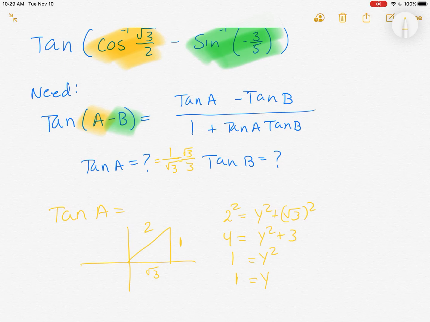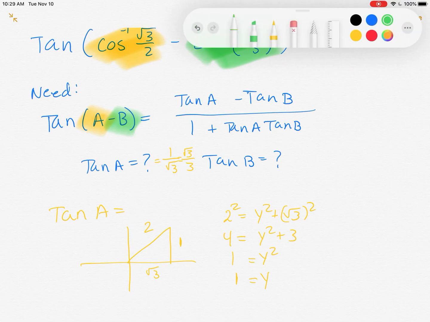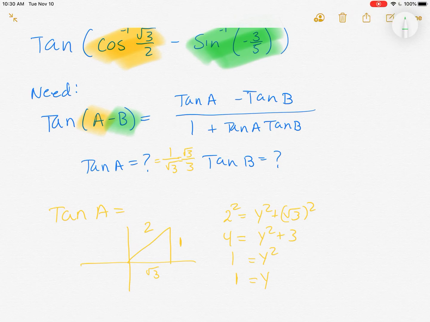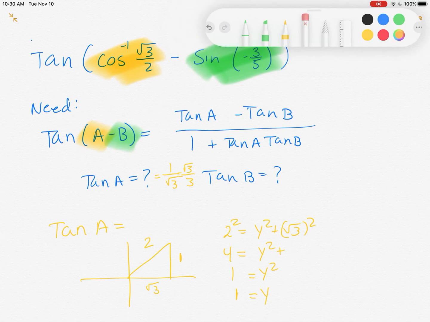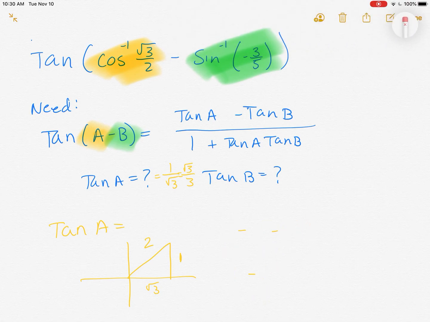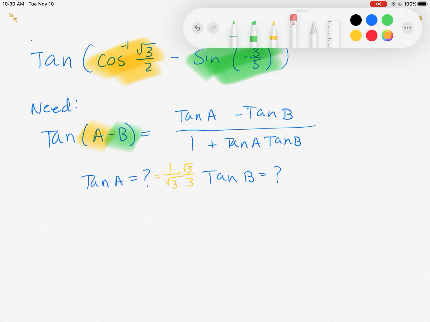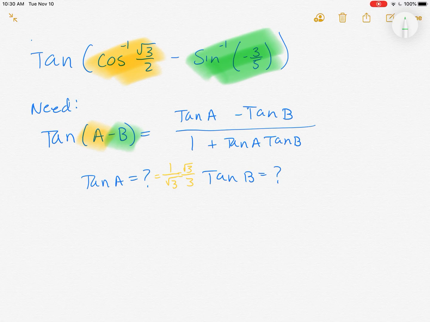Okay. How about tan b? Let's look at that one in green. Tan b is related to this second angle that has sine of negative 3/5. I'm going to go ahead and erase this work that's here in yellow that helped me figure out that the tangent of a is root 3 over 3. Now where is sine negative? Well, in 2 quadrants, right? But if I'm looking at sine inverse, it's got to be a very specific quadrant. It's got to be the 4th quadrant, because the range goes from minus pi over 2 to pi over 2.